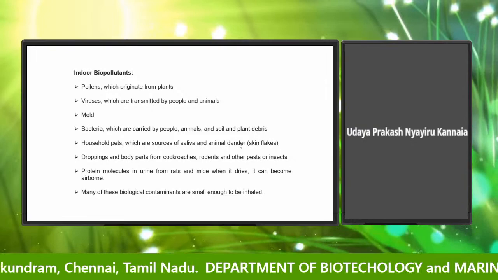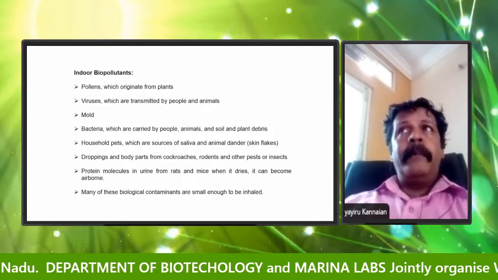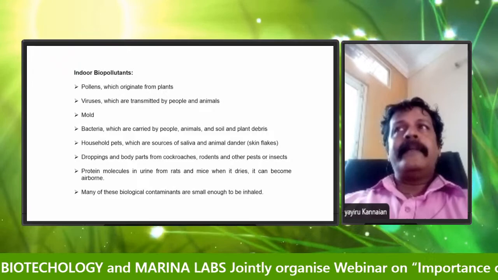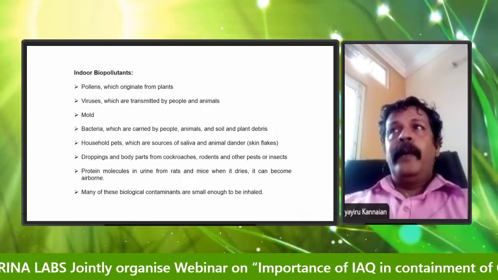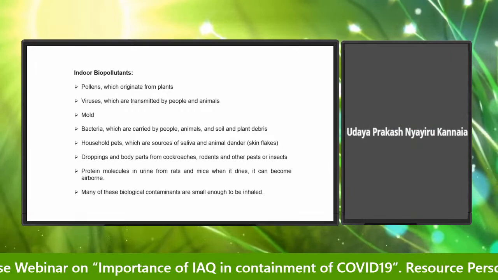As far as indoor pollutants are concerned, there are biological pollutants: pollen, viruses, mold, bacteria, even pets may release saliva and dander, that is skin flakes, droppings and body parts of cockroaches, other insects and pests, and protein molecules. When these things become airborne, they can easily be inhaled.